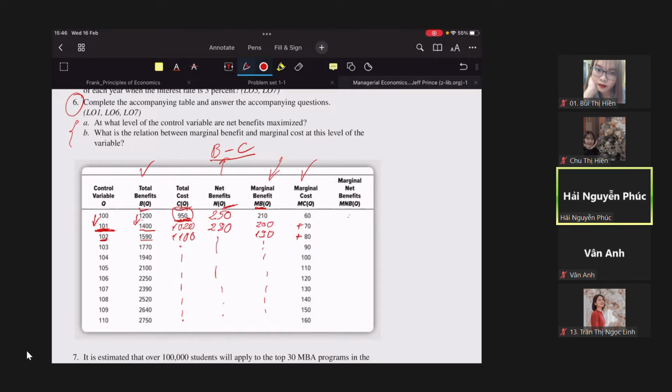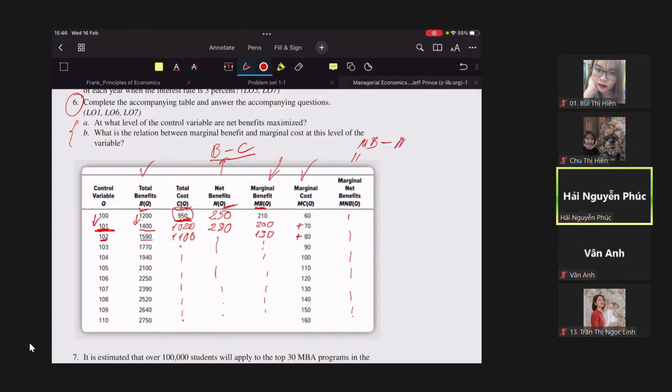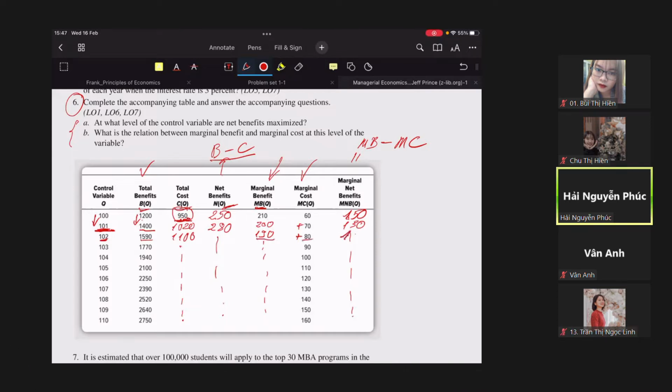Now about the last column, the marginal net benefit. Recall that the marginal net benefit equals the marginal benefit minus the marginal cost. So here we have 150. Here we have 130. You got it? The next point is 190 minus 80, so 110, and so on.